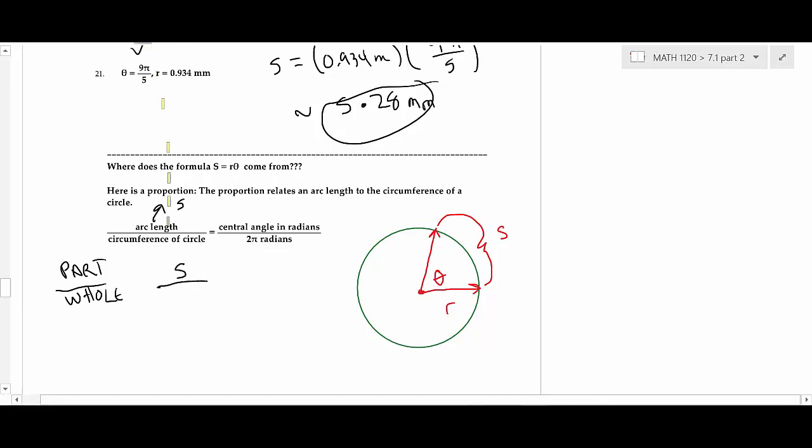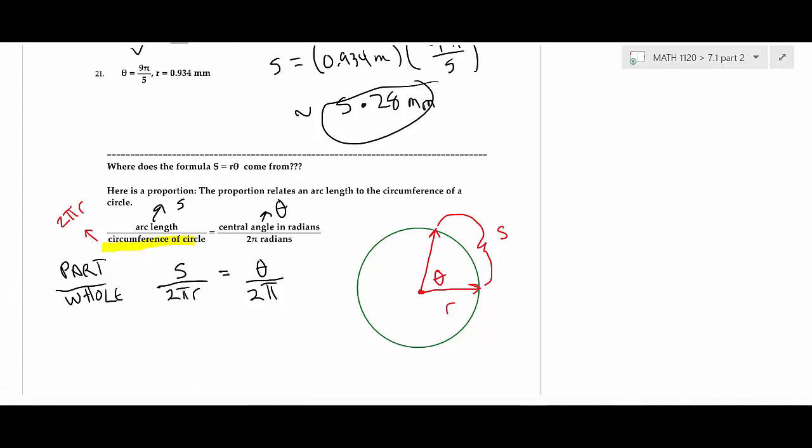Do you guys know from your background what the formula for the circumference of a circle is? It has pi in it. 2 pi r. Pi r squared is the area. So I'm going to put 2 pi r like that. Now for this other part, the central angle is theta. And remember, all the way around the circle is 2 pi. If you solve that equation for S, S equals r theta will pop out.